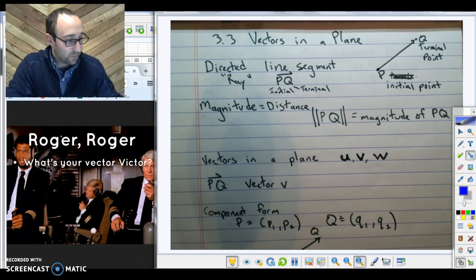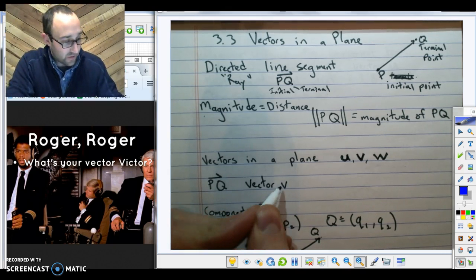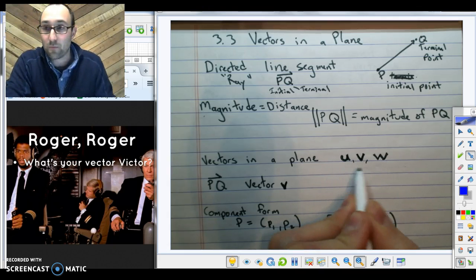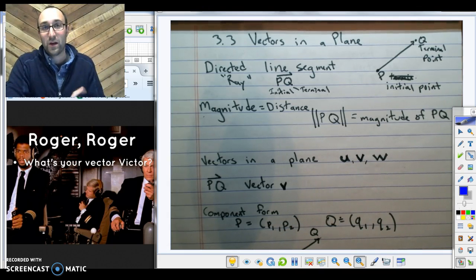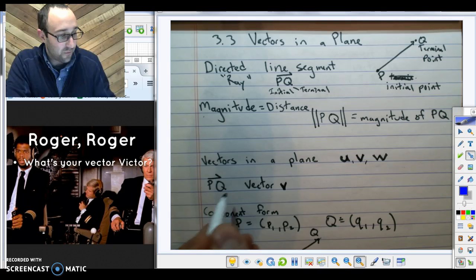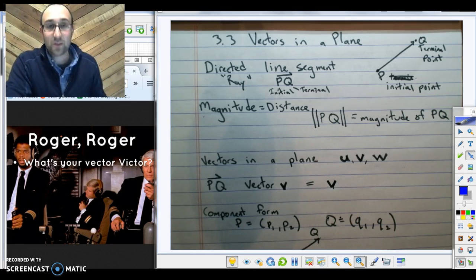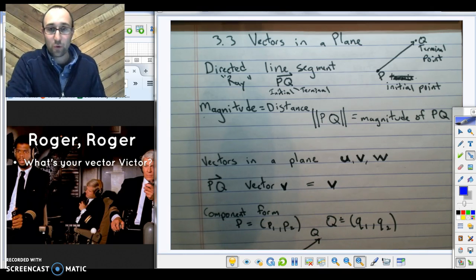And so we're talking about PQ as vector v. Now, vector v, it's bold. Notice how all these vectors u, v, and w are bold, so make sure you write them as bold. That way someone who is looking at your paper would know that it's bold and it is a vector. So you can write PQ as vector v, or you can just write vector v. So you have to actually write the word vector. If I do a bold lowercase letter, I know I'm talking about a vector.